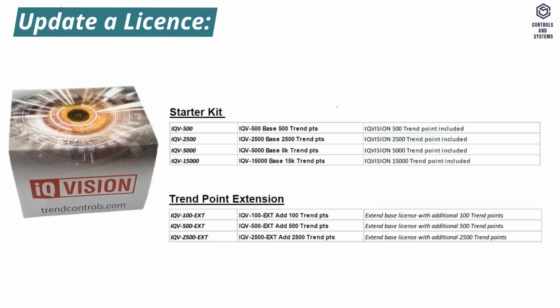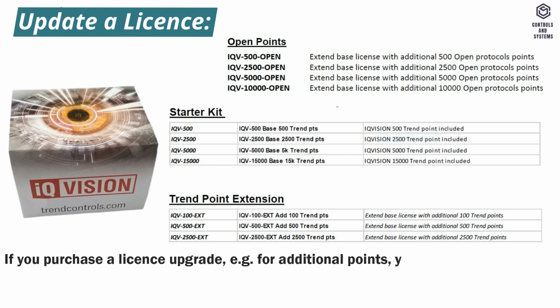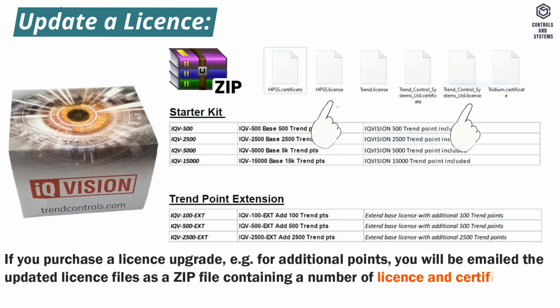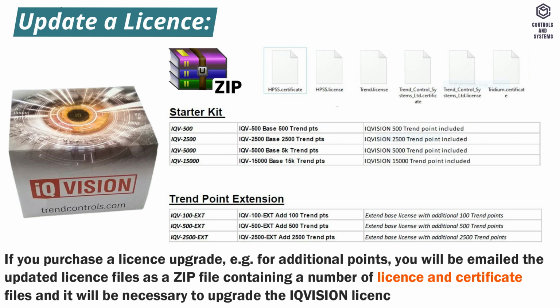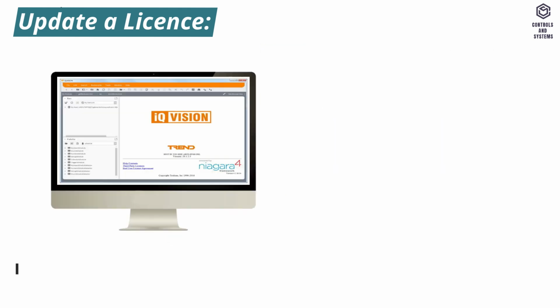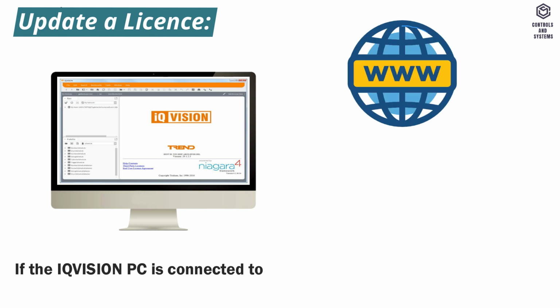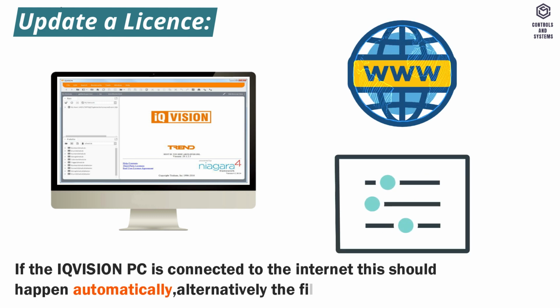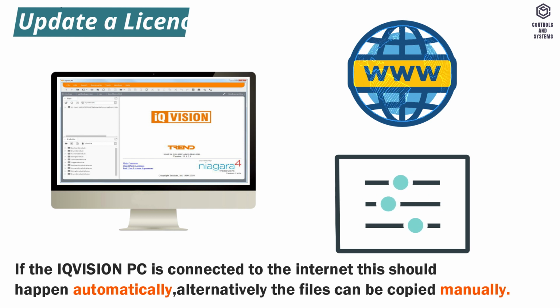5. Update a license. If you purchase a license upgrade, for example for additional points, you will be emailed the updated license files as a zip file containing a number of license and certificate files, and it will be necessary to upgrade the IQVISION license. If the IQVISION PC is connected to the internet, this should happen automatically. Alternatively, the files can be copied manually.